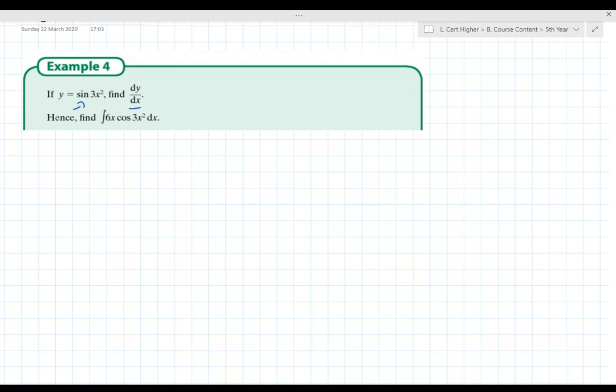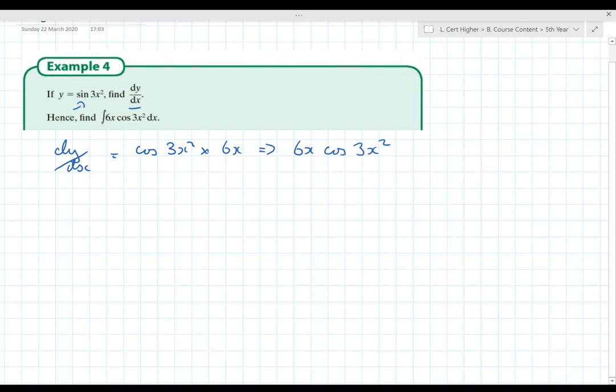Okay, so if we first find the derivative, dy/dx, when we want to differentiate this type of trig function, the trig function becomes the derivative of the trig function. Sine is cos. So sine 3x squared becomes cos 3x squared. And that gets multiplied by the derivative of the angle, the derivative of 3x squared being 6x. And you can tidy that up and it becomes 6x cos of 3x squared. Okay, that's our dy/dx.